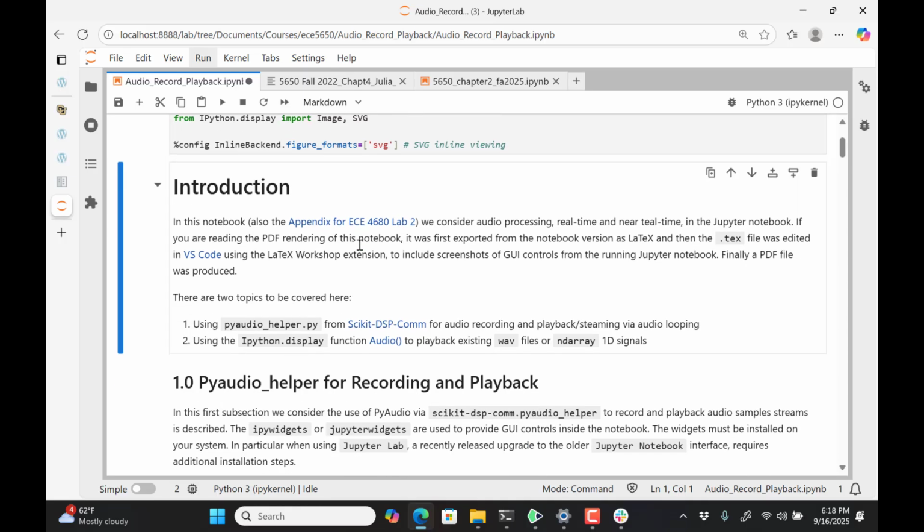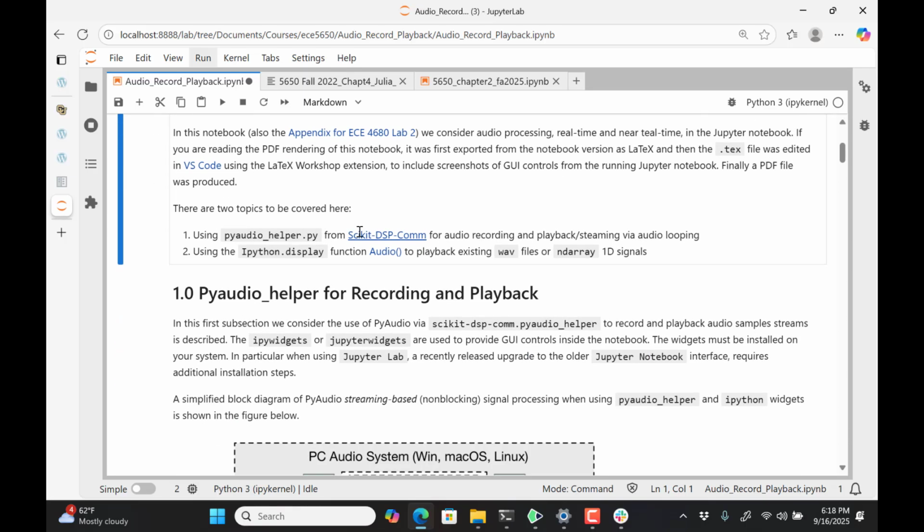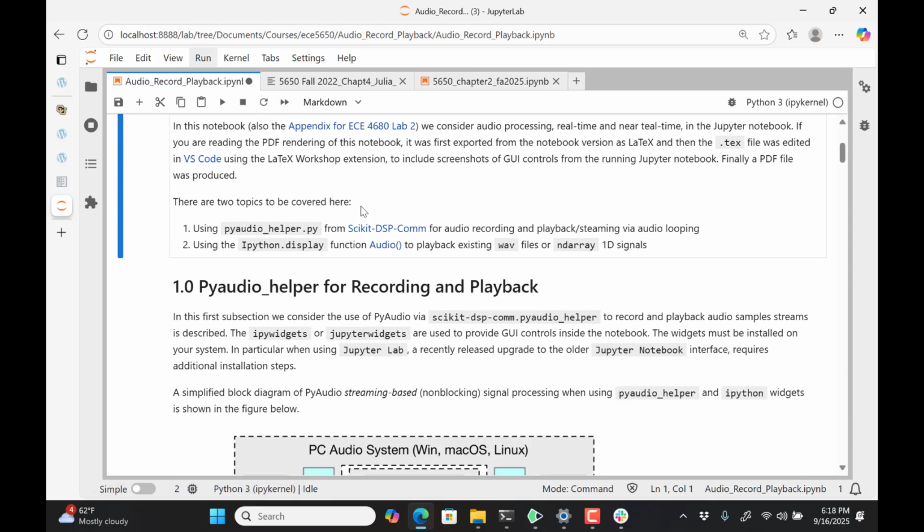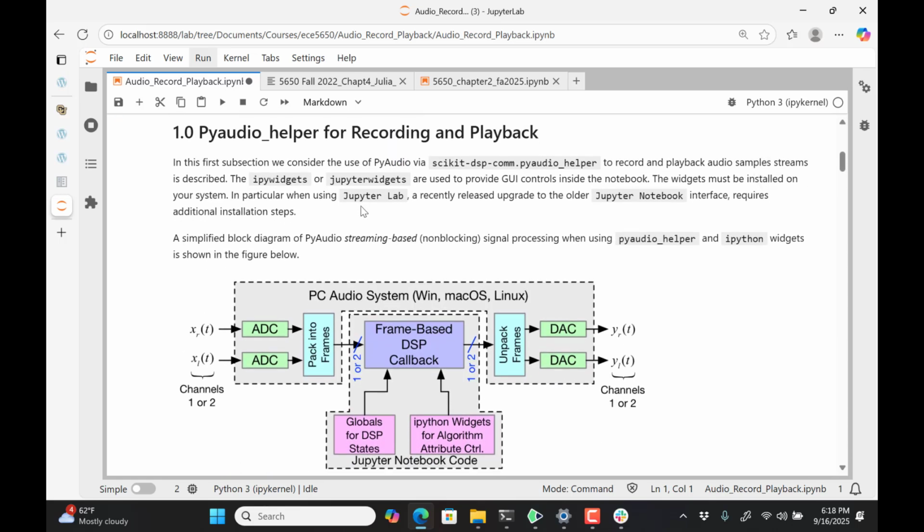So at any rate, I talk a little bit about what's going on here, and we'll get exposed to this when you do your project. This is being able to do real-time DSP right on your PC using the audio subsystem on your computer and using Pi Audio, which was developed at MIT, and then my Pi Audio helper, which sits on top of it. And you use the Jupyter widgets to make some GUI controls up.